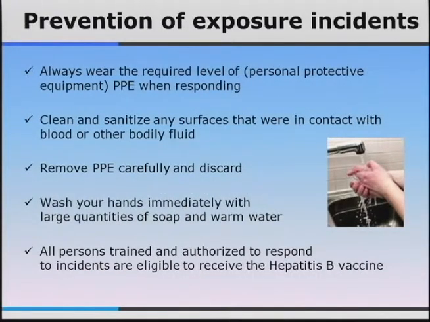How do we prevent exposure incidents? Always wear the required level of personal protective equipment, or PPE, when responding. Clean and sanitize any surfaces that were in contact with blood or other bodily fluid. Remove PPE carefully and discard. Wash your hands immediately with large quantities of soap and warm water. All persons trained and authorized to respond to incidents are eligible to receive the hepatitis B vaccine. If you believe that you are eligible, please see your supervisor or principal for more information.